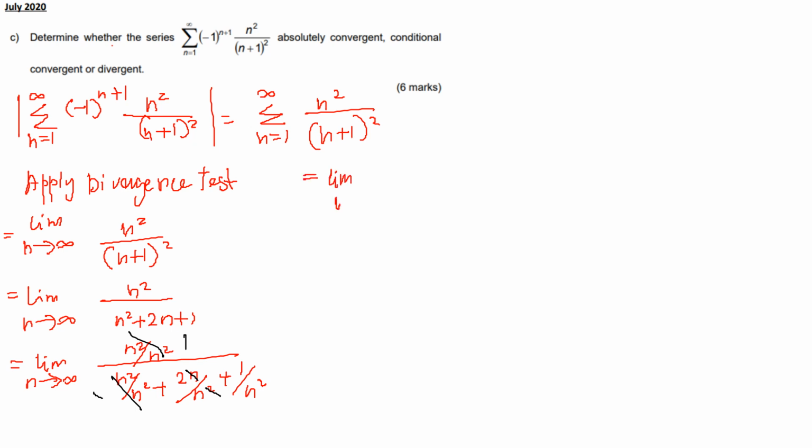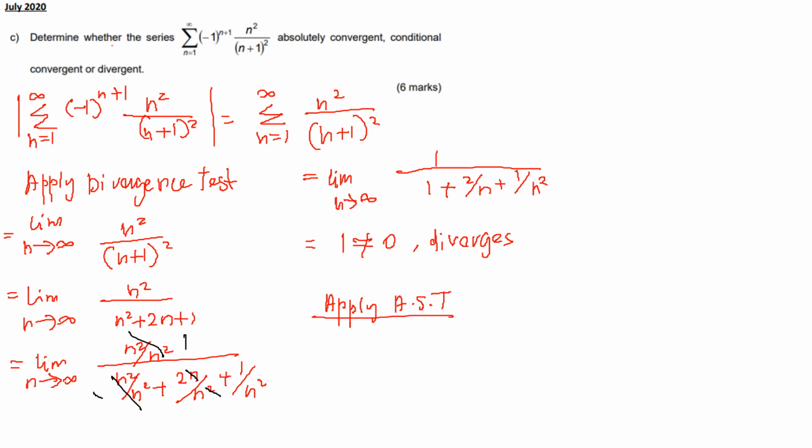Limit n approaching infinity, you get 1 over 1 plus 2 over n plus 1 over n squared. So if you substitute, what you get is equal to 1. For the divergence test, you get 1, which is not equal to 0, so we can say that it is divergent by the divergence test. If it's divergent by the divergence test, you have to apply the AST test. Okay, apply the AST test.